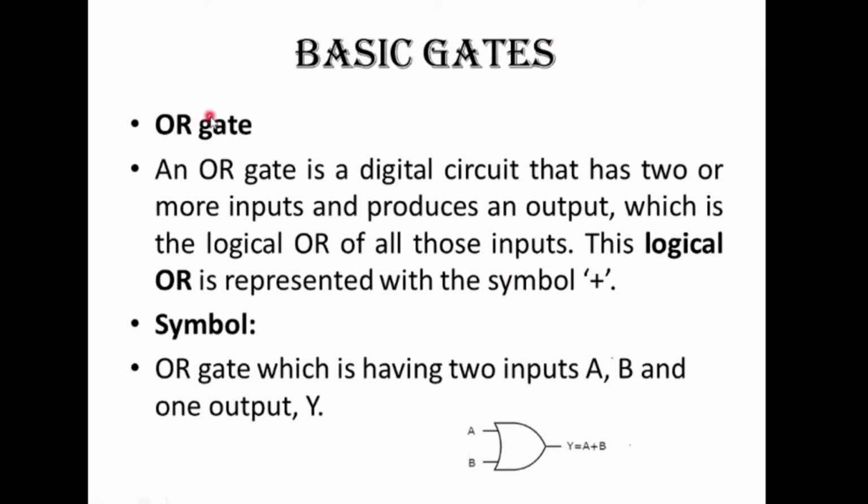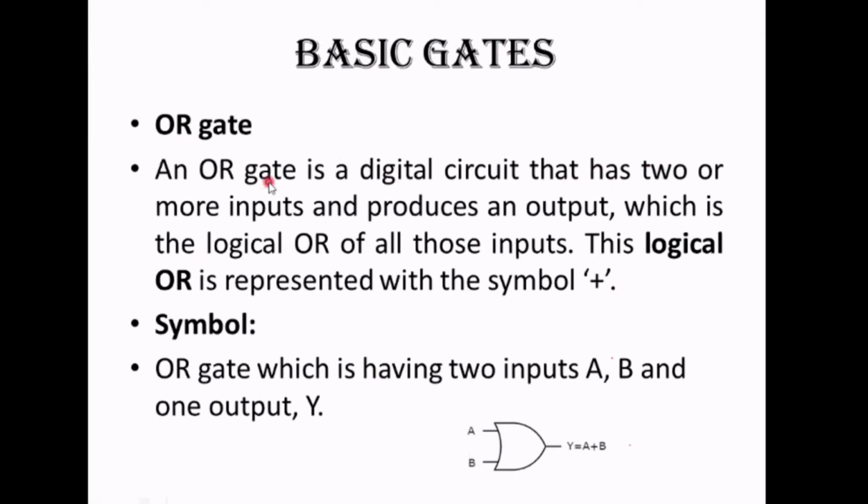Now what is an OR gate? An OR gate is a digital circuit which has two or more inputs. Now remember over here, a minimum of two inputs are necessary to be presented to a logical OR gate. It is necessary that you provide a minimum of two inputs to a logical OR gate. More than two you can provide, but you cannot provide one input to a logical OR gate.